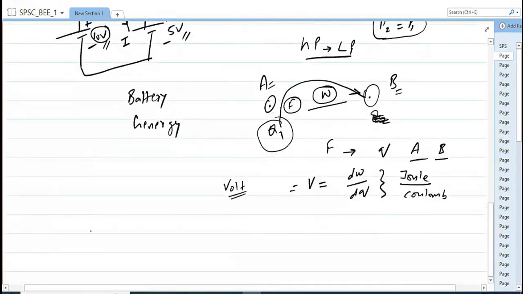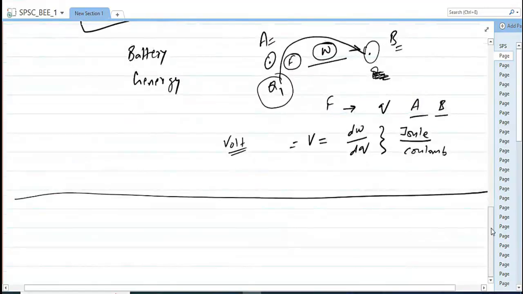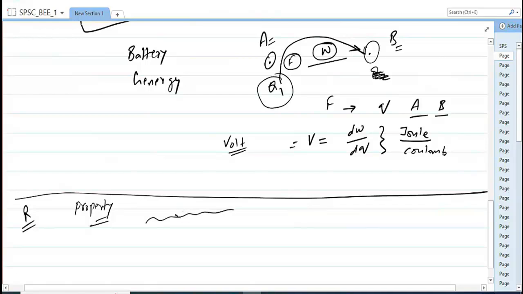So resistance, R. In general language, resistance means what? It is a property of a material by virtue of which it opposes the flow of current through the material itself. That property is known as resistance. It is opposing the flow of current through it.